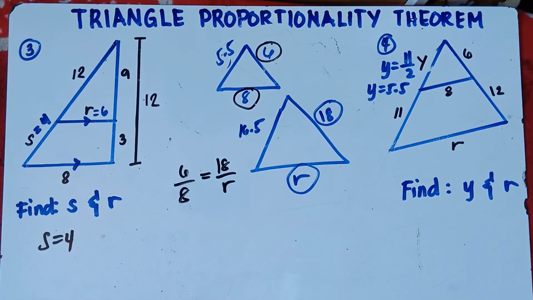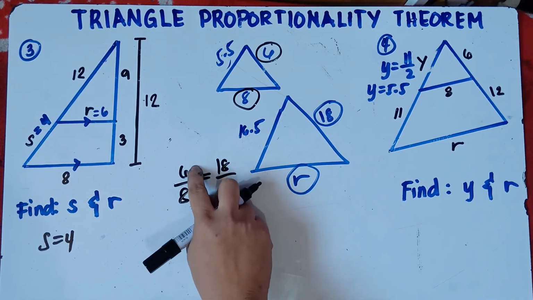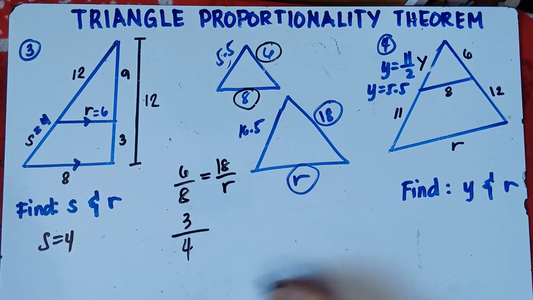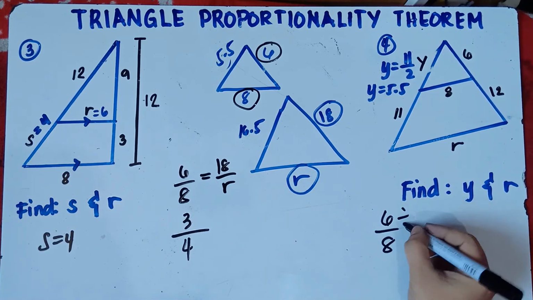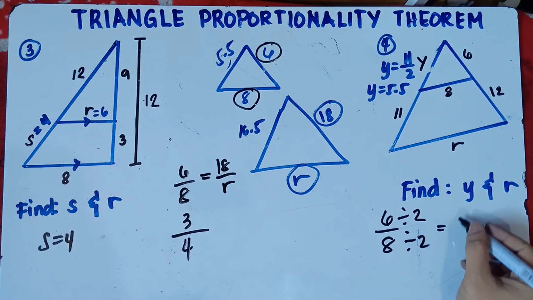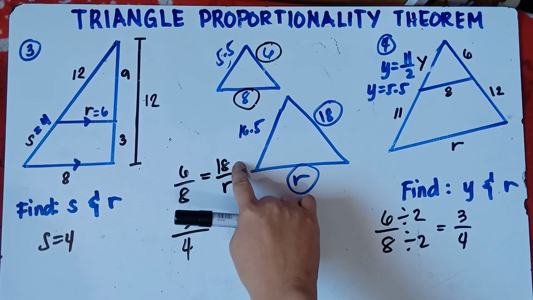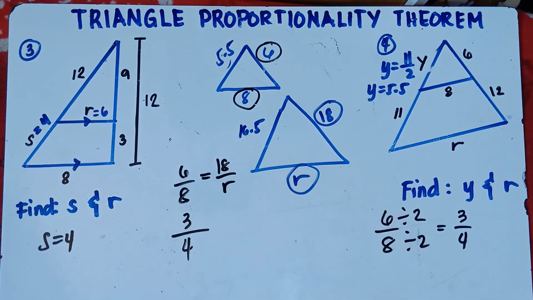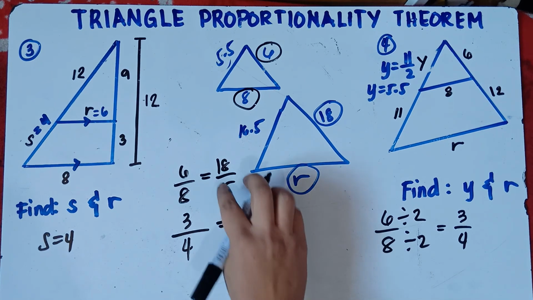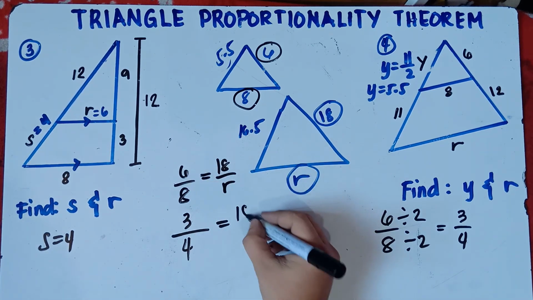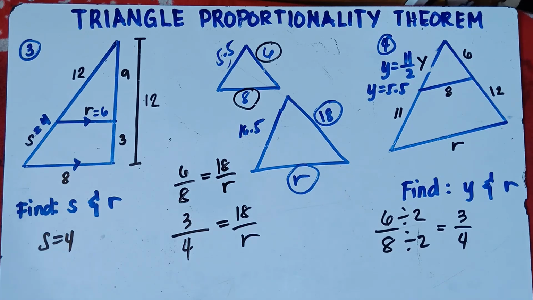Alright, so can we reduce 6 over 8? Yep, we can reduce this one by 2. So 6 divided by 2, that is 3. 8 divided by 2, that is 4. So once again, class, 6 over 8, we can reduce that one by 2. Always reduce, class, before doing the cross multiplication, because imagine you are multiplying 8 and 18. And these are large numbers. So once again, we reduce this one. This will be 3/4. Then copy 18 over r. Then cross multiply, class.